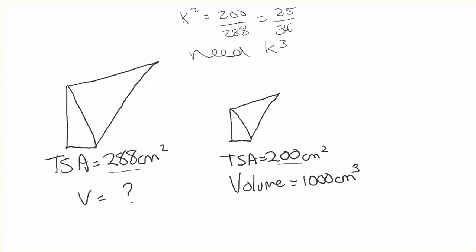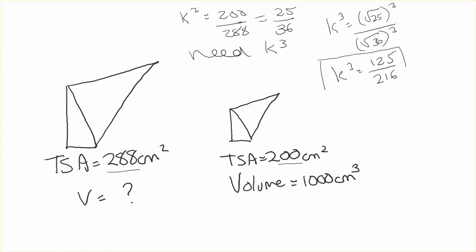So to get to k cubed, I have to square root that and then cube it. So I have to square root 25 and then cube it. I have to square root 36 and then cube it. Square root of 25 is 5, 5 cubed, 125. Square root of 36 is 6, 6 cubed is 216. Now that I've got k cubed, I can find an unknown volume by setting up my two equivalent fractions. 125 over 216 equals 1000 over x, or x over 1000.